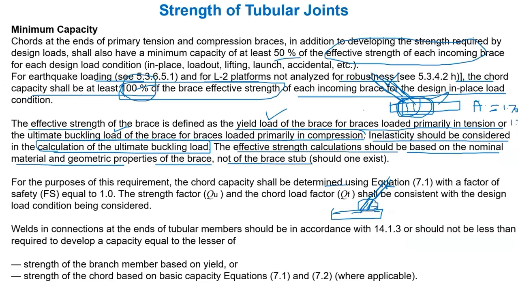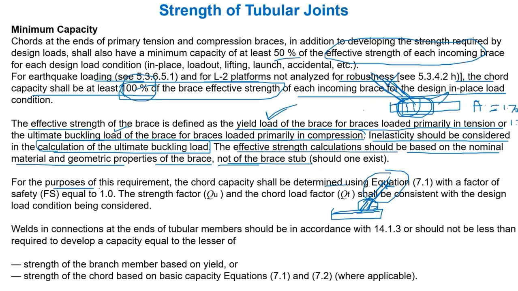When you take the stub member, it will have higher thickness, and higher thickness means higher yield load and also higher buckling load. So we should not take that stub strength to check the joint can for this effective strength. We need to take the nominal strength of the brace. That means the reduced thickness of the member we need to consider for checking the joint can. Okay, that we can check in the SACS also.